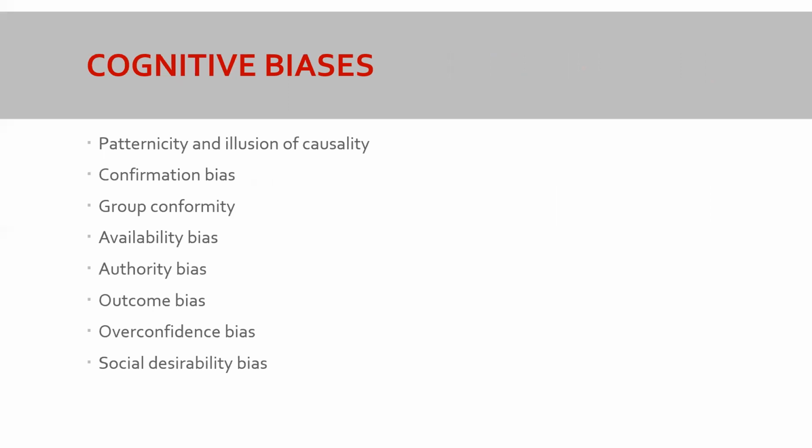The chapter mentions many different cognitive biases for us to be aware of and gives pretty clear definitions of each. So I'll briefly go through these to make sure that we're all on the same page.